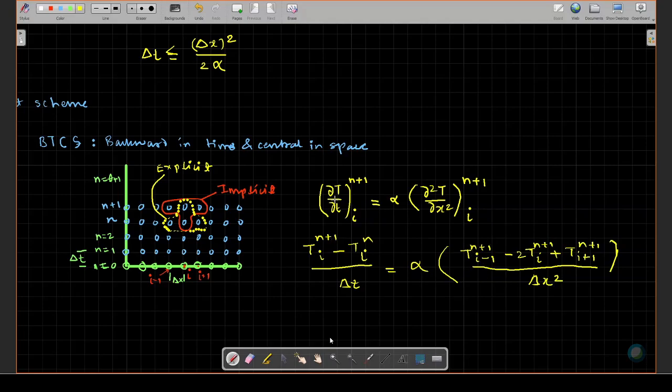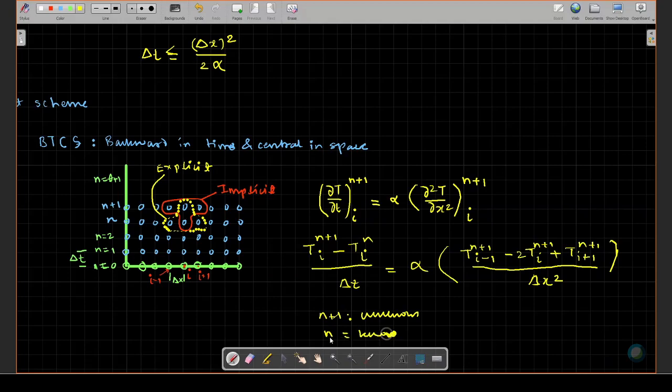So what do you see here? There are many unknowns, the n plus 1 values, and only one known. So in this case many unknowns are there. The n plus 1 values are unknown, and the n values are known.